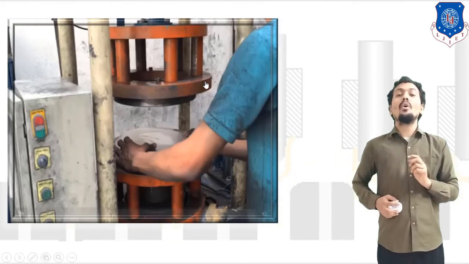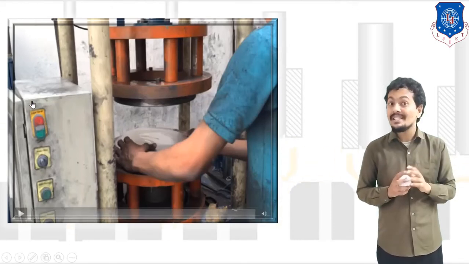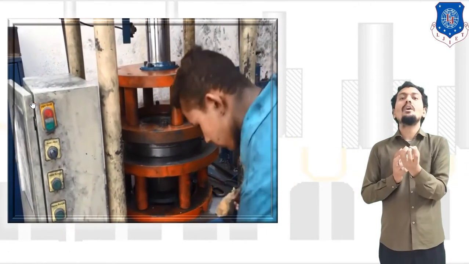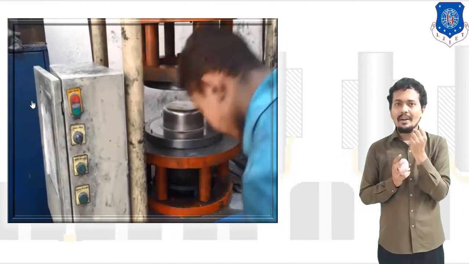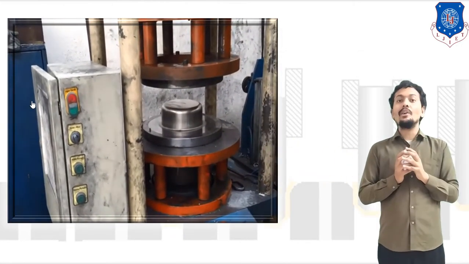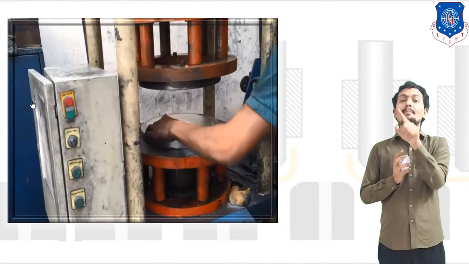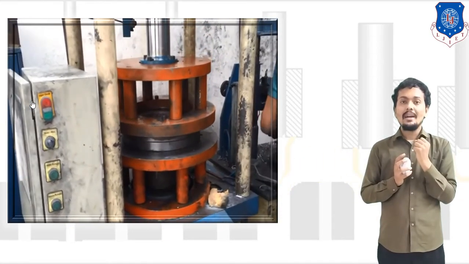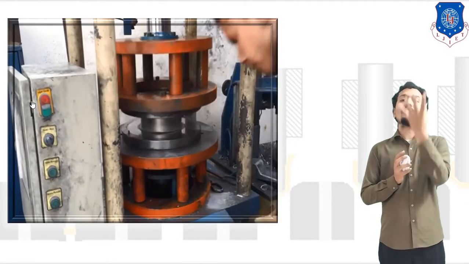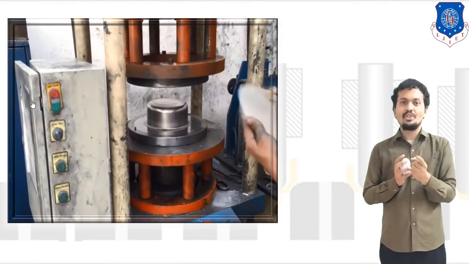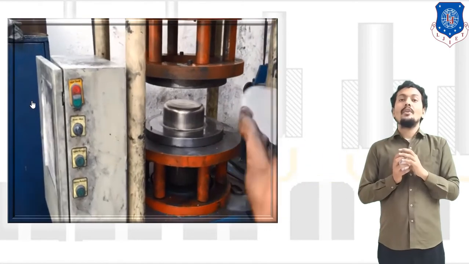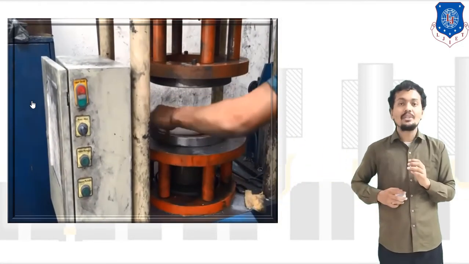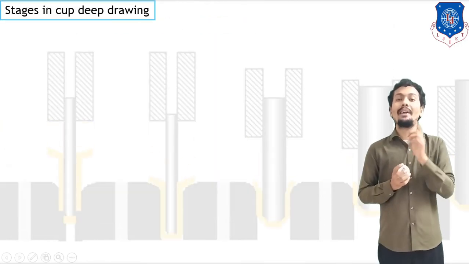So let's have a look at the video of the deep drawing process. As per our discussion, our purpose is to make a cup shape or say bucket shape, right? Here, as shown in this video, we can make this type of shape with help of this type of punch, right? This punch is known as a drawing punch or forming punch. With help of this punch, we can give shape to the sheet metal, right? So this process is known as the deep drawing process.